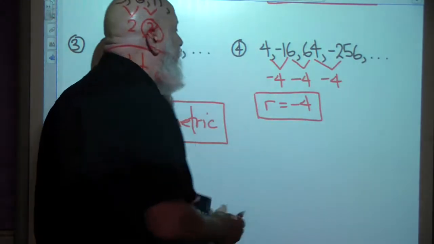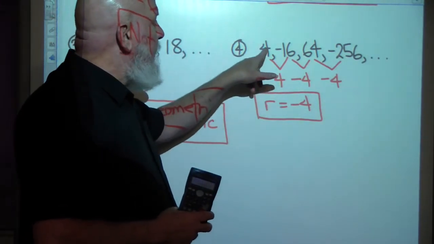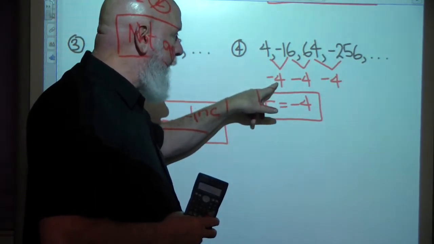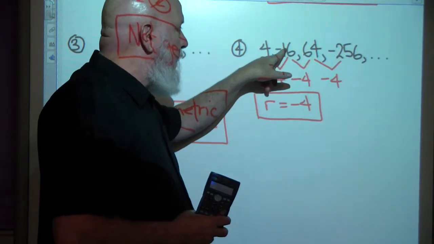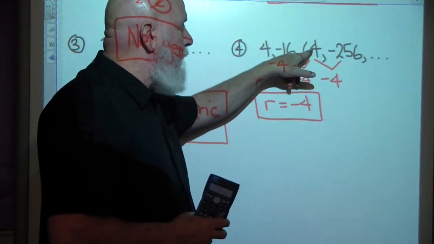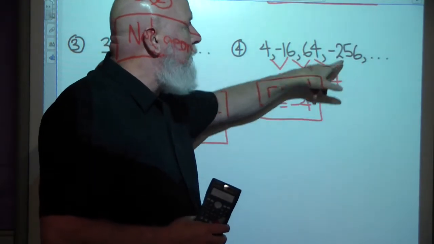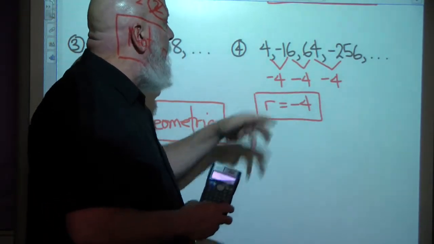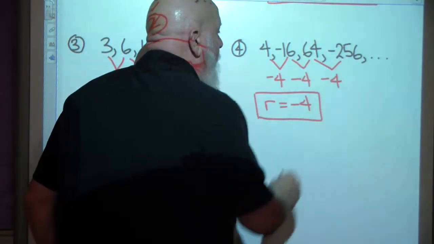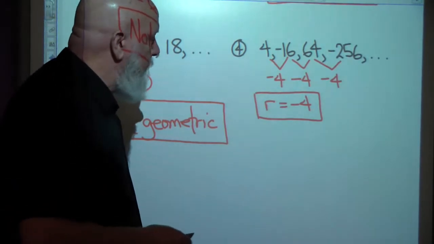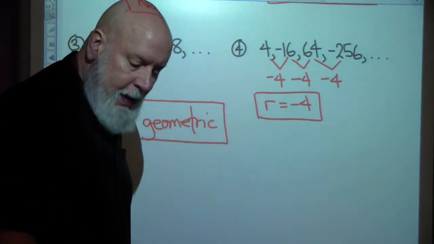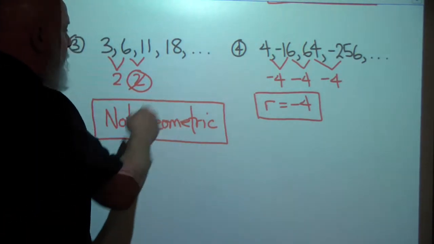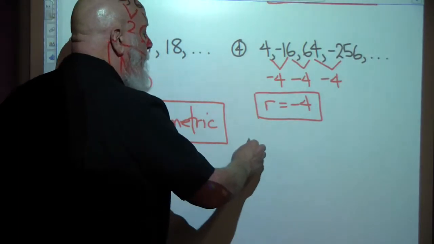Notice that when the common ratio is negative, that's fine. If I divide this by this, I get negative 4. That means if I multiply 4 by negative 4, I get negative 16. Negative 16 times negative 4 is positive 64. Positive 64 times negative 4 is negative 256. So if our terms are alternating in sign, that's fine. All that means is that our common ratio is negative, and there's no problem there. So if you see that, don't get all confused and think that something's wrong. It's just fine.